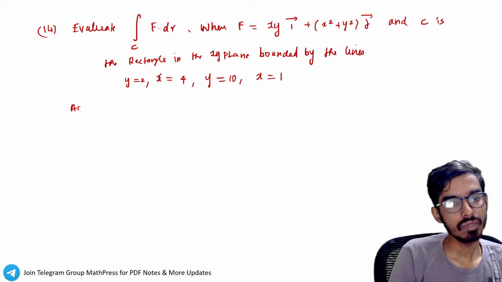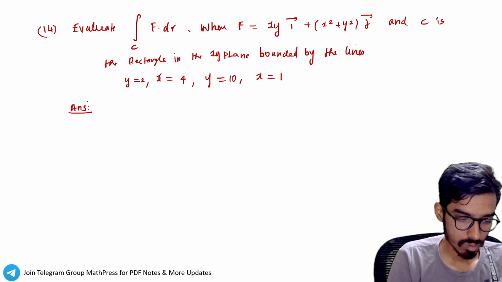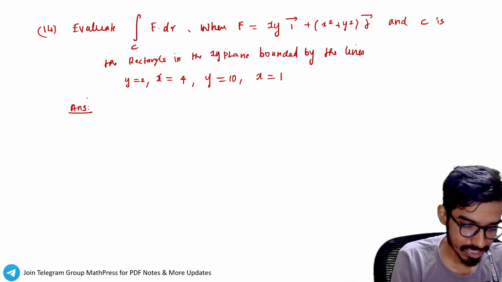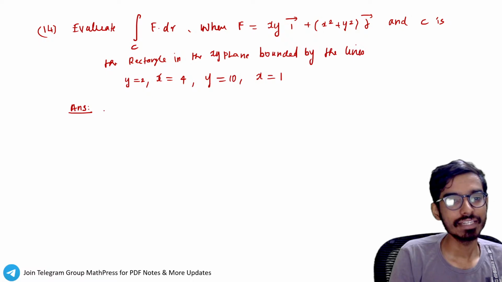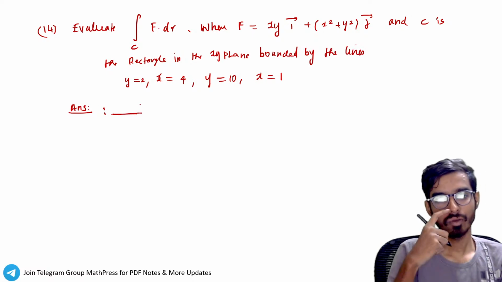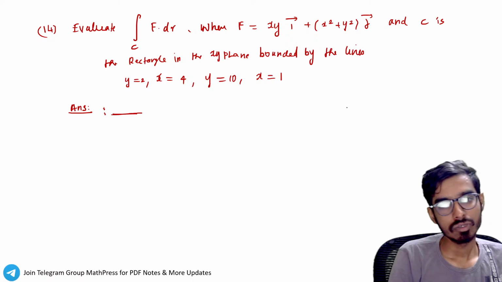I don't know the answer, so you just comment the answer. If more than 2 to 3% comment the same answer, that will be the answer, right? Okay. So I'll just give you the diagram for this.